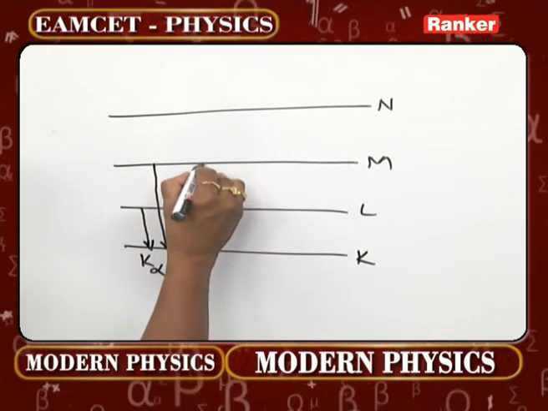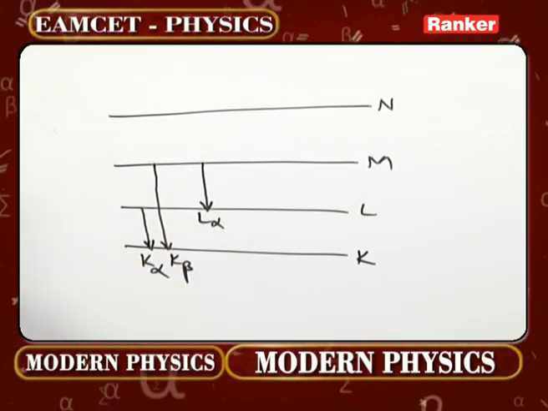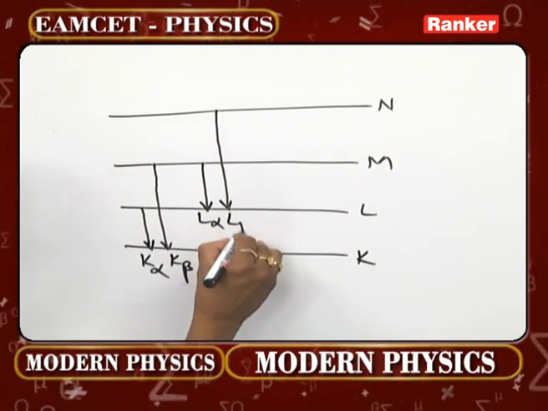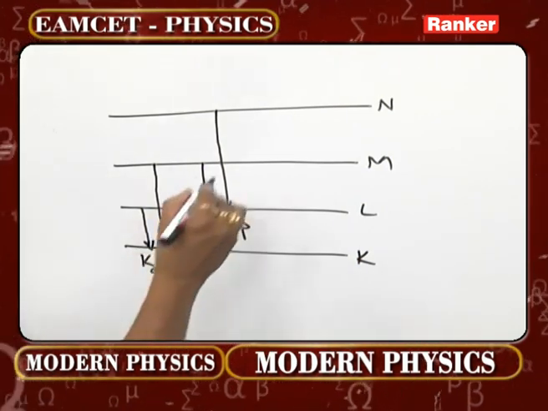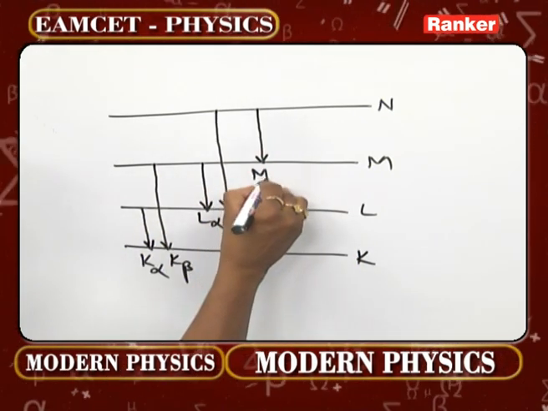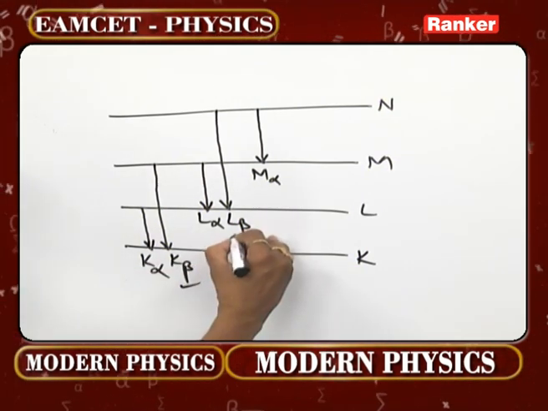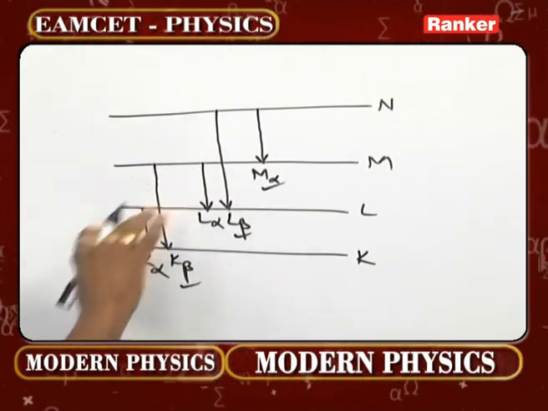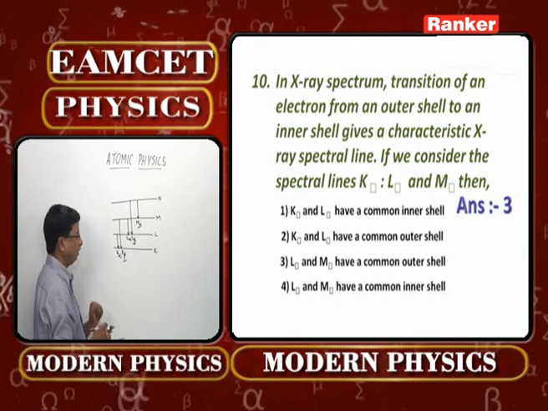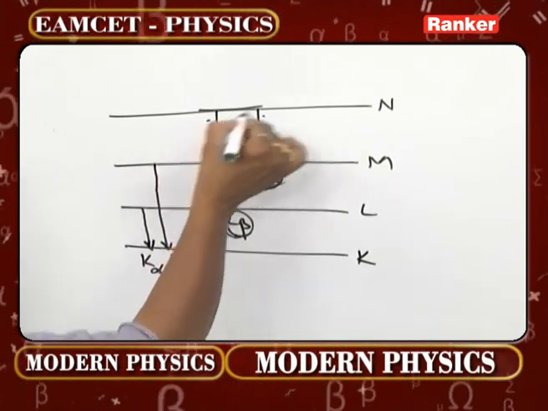Now suppose I take from M, if the transition takes place into L, this is called L alpha. From N, if the transition takes place into L, that is called L beta. Exactly like that, from N, if the transition takes place to M, this is what is called M alpha. Now what he has given you in the problem, K beta, L beta and M alpha. These three he has asked us to compare. Okay, if you compare them, what is the concept? Are you not observing L beta and M alpha have got the same outer orbits please?